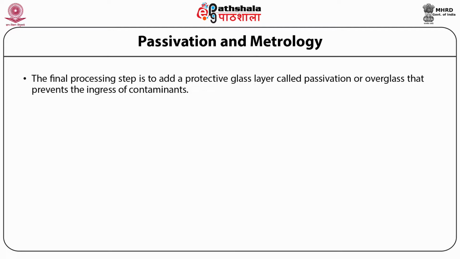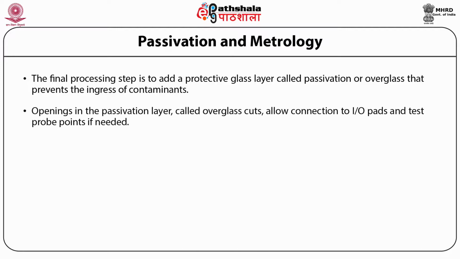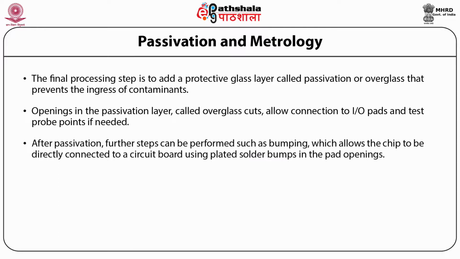Now the next process is passivation and metrology. The final processing step is to add a protective glass layer called passivation or overglass that prevents the ingress of contaminants. Openings in the passivation layer called overglass cuts also allow connection to I/O pads and test probe points if needed. After passivation, further steps can be performed such as bumping, which allows the chip to be directly connected to a circuit board using plated solder bumps in the pad openings.